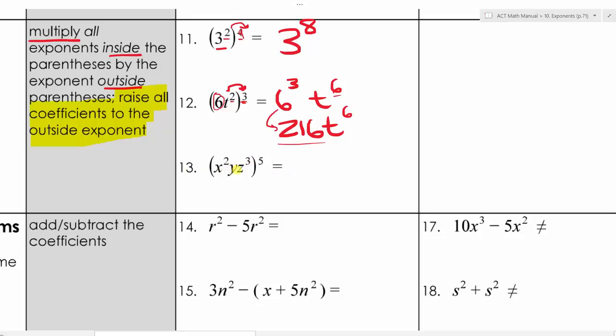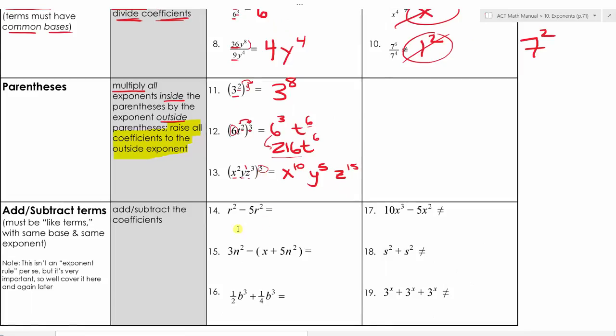Now, number 13, so now we have these three terms inside the parentheses, but the rule is no different. We are simply going to multiply all inside exponents by outside exponent. So it would be x to the 10th, that's the 2 times 5. It would be y to the 5th, that's the 1 times 5. And z to the 15th, that's the 3 times 5.